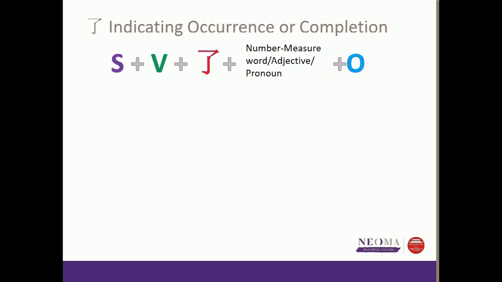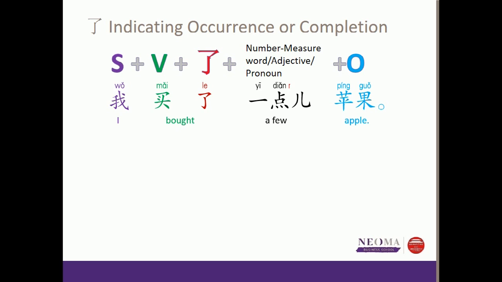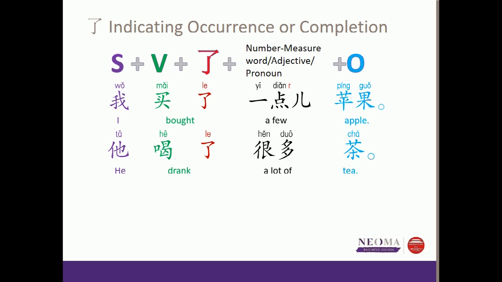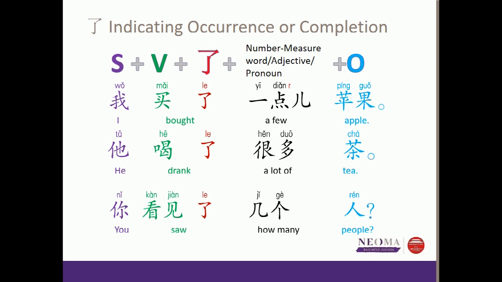And then after the verb, you can add something to define or limit the object. For example, number, measure word, adjectives, or pronouns. Let's see an example. 我买了一点儿苹果. I have bought a little apple. Or you can say, 他喝了很多茶. Or you can say, 你看见了几个人? How many people did you see?